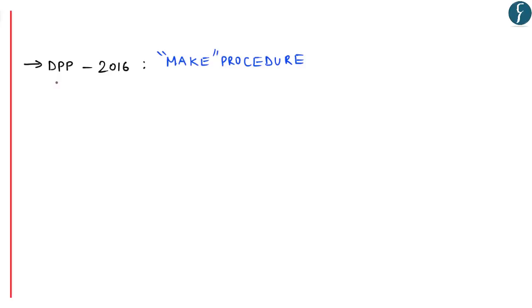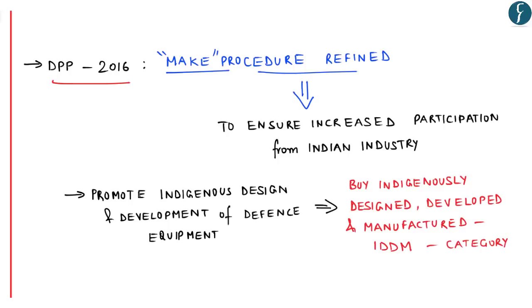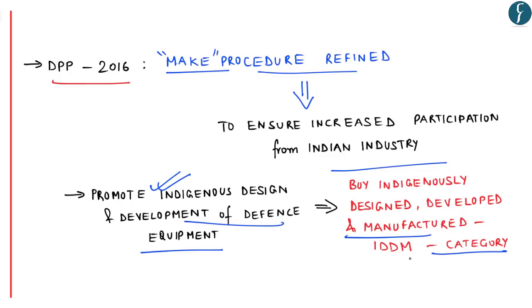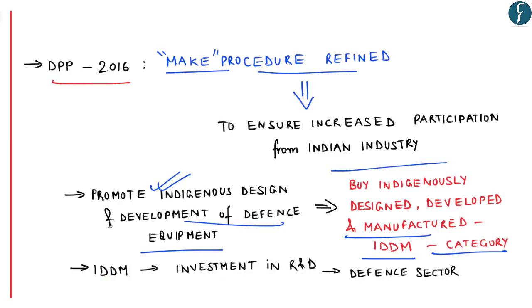Thus, with the Defense Procurement Policy of 2016, the MAKE procedure has also been refined to ensure increased participation from the Indian industry. Thus, the committee, in order to promote indigenous design and development of defense equipment, has introduced the Indigenously Designed, Developed and Manufactured category, that is IDDM category, and also accorded it topmost priority. The IDDM category is expected to bring significant investment in the defense sector with respect to research and development and also cutting edge technology.